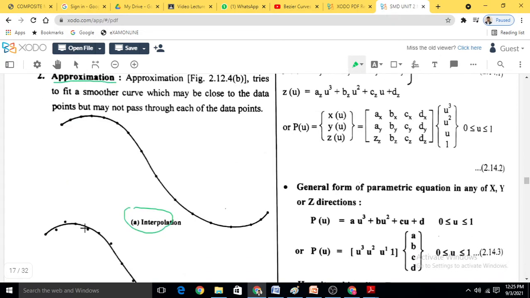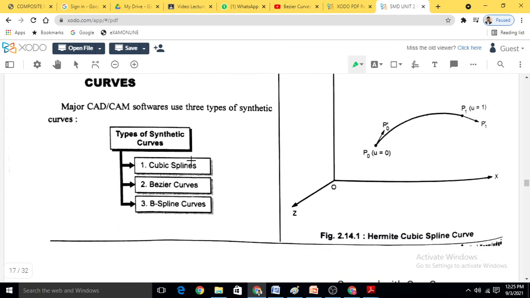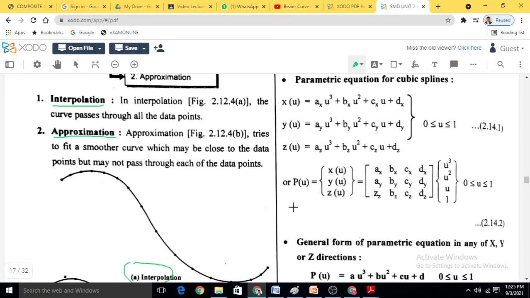Now, the types of synthetic curve. As we discussed, what is meant by synthetic curve: the curve which is passing through a number of data points is called a synthetic curve. There are three main types of synthetic curve: the cubic spline curve, the second one is the Bezier curve, and the third one is the B-spline curve. We will discuss them one by one.